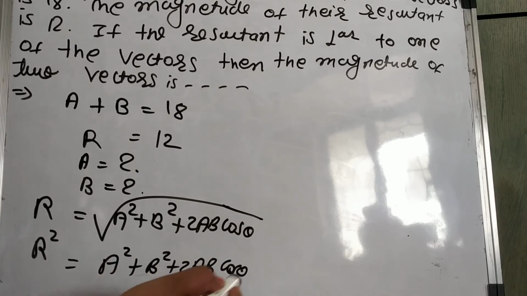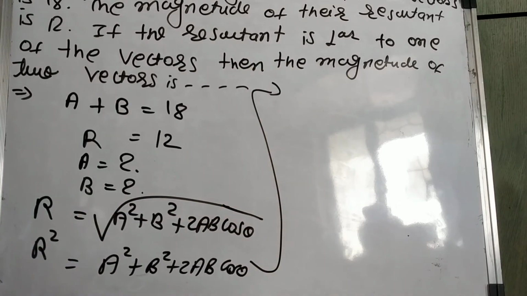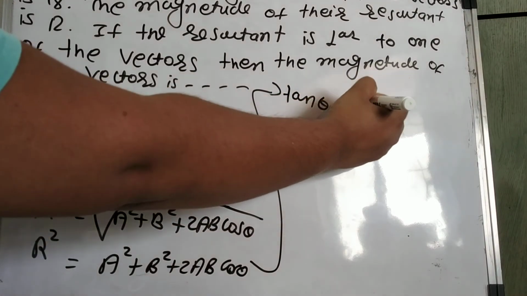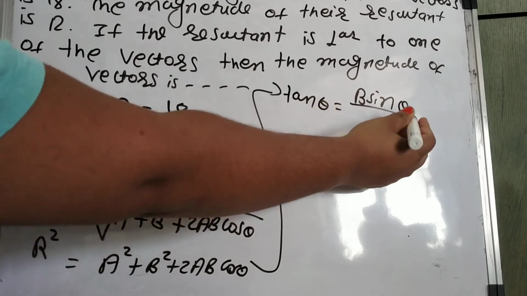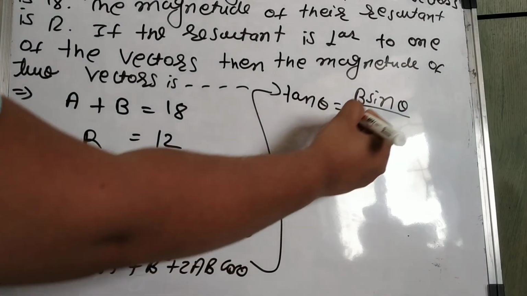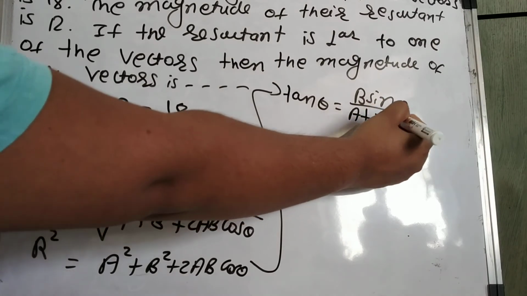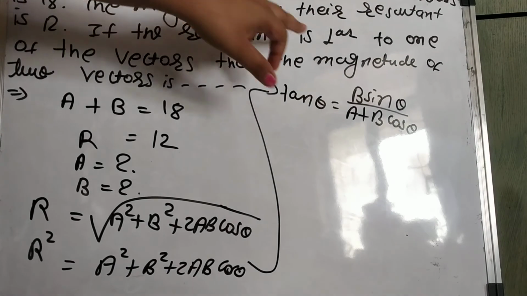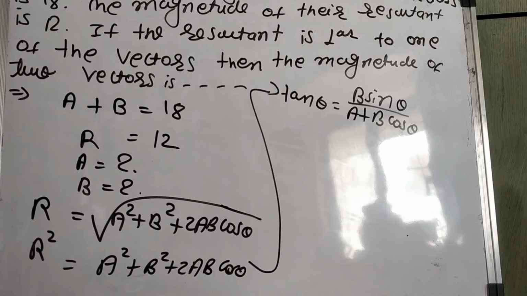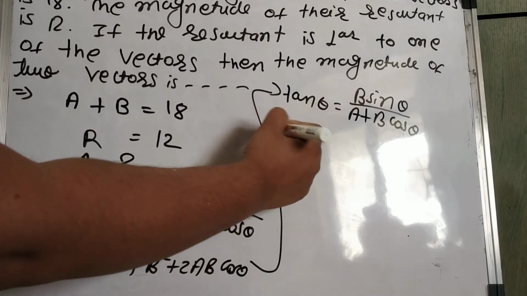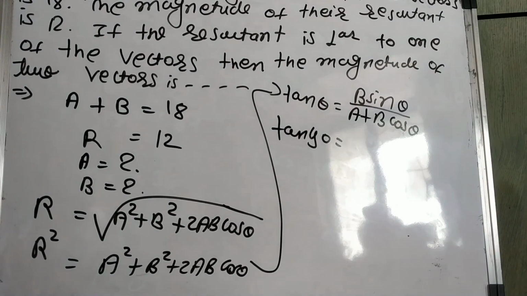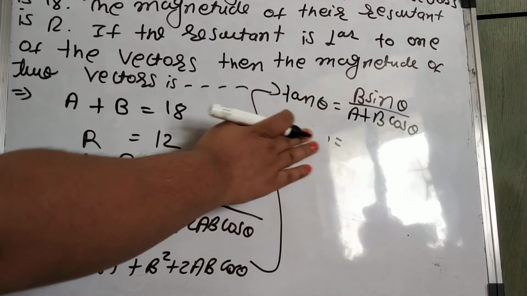Next, again we know that the formula for tan theta is equal to how much? B sin theta divided by A plus B cos theta. All formulas are given to you. Since the resultant is perpendicular to one vector, that means the angle theta is 90 degrees, and tan 90 is equal to B sin theta divided by A plus B cos theta, and tan 90 is infinity.